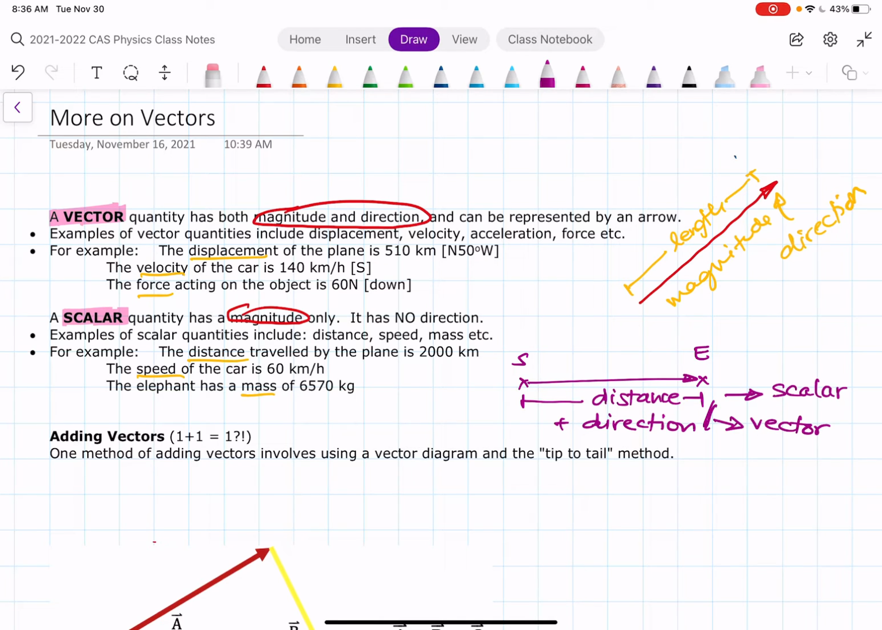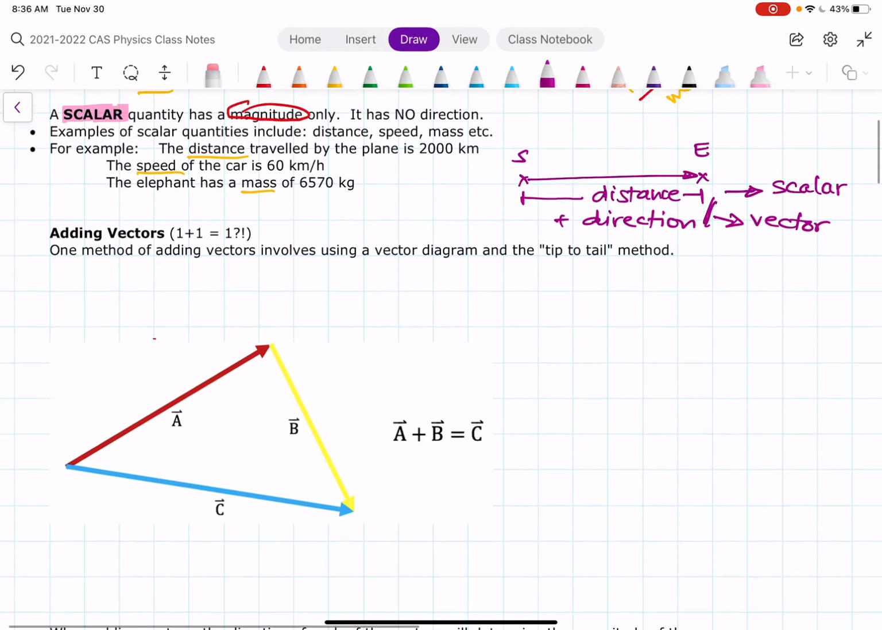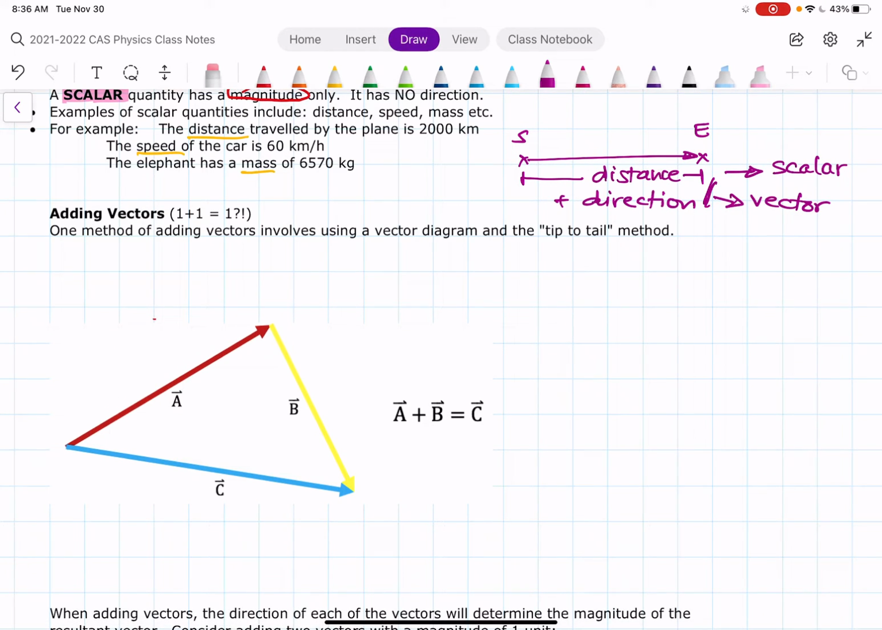So how do we add vectors? If you've got multiple displacements, for example, or multiple velocities, we do it using something called the tip-to-tail method. And the tip-to-tail method involves placing the tail of the second vector, so this is the tail of the second vector, and you attach it to the tip of the first, right? So you can add multiple vectors that way.